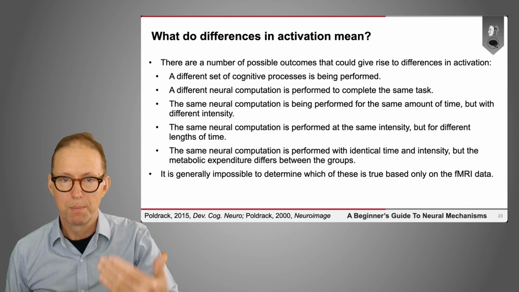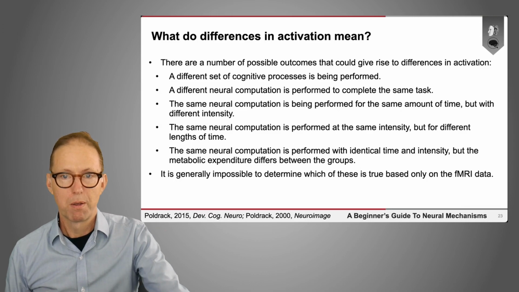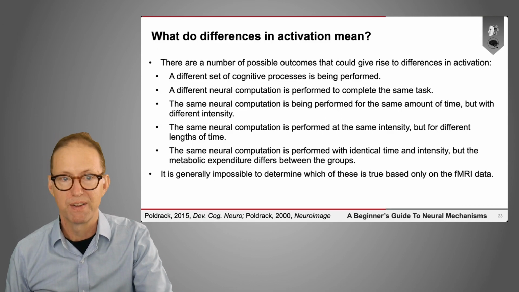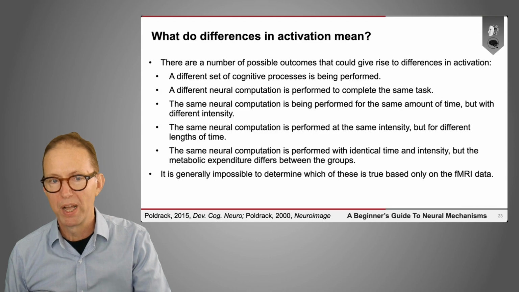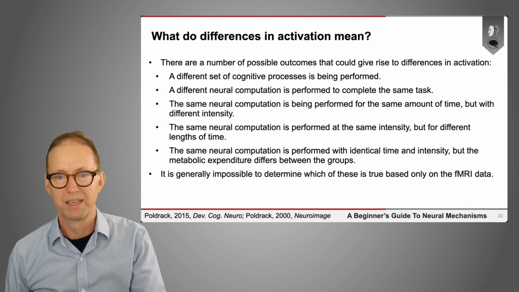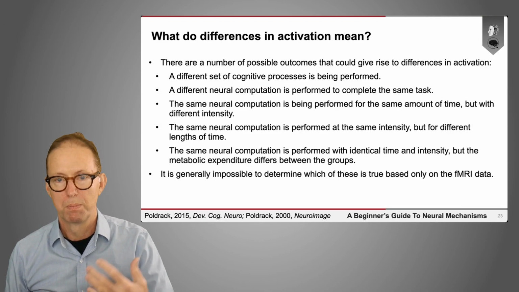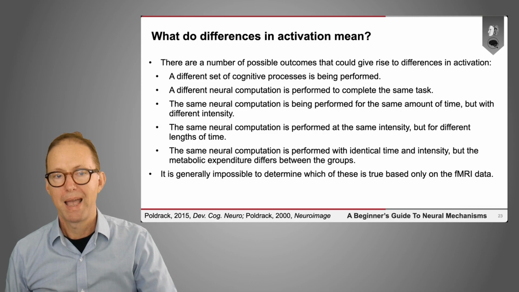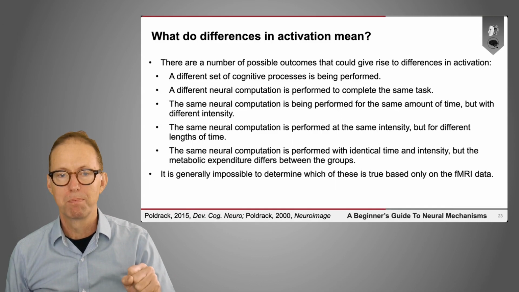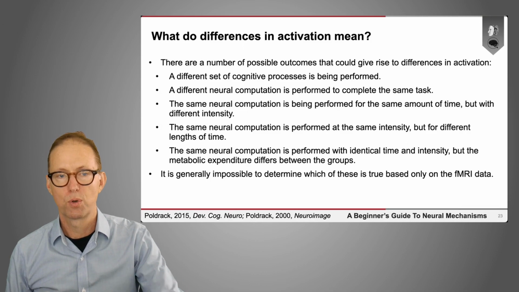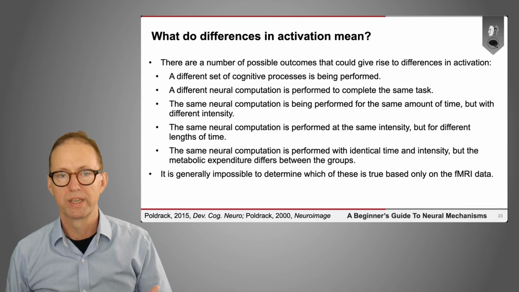It could be that the same neural computation is being performed for the same amount of time, but with a different intensity. Or it could be that the same computation is being performed at the same intensity for a different amount of time. Finally, it could well be that the same neural computation is performed with identical time and intensity, but for some reason there's a different metabolic expenditure between the groups or the conditions. And what's essential to understand is that it's generally impossible to determine which of these is true based solely on the fMRI data. We need additional data regarding either the task or the underlying biology in order to really understand what differences in activation mean.